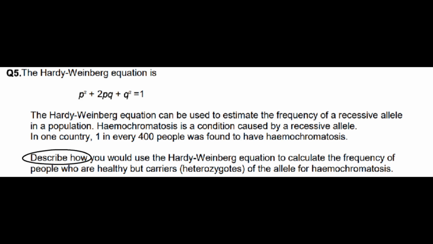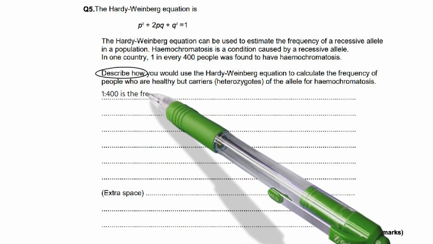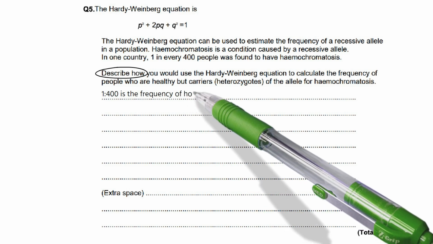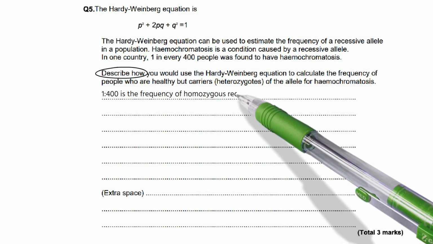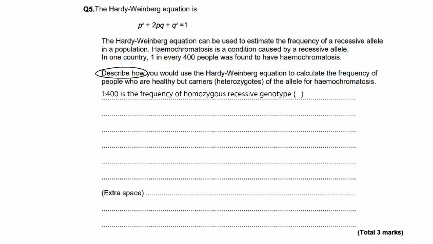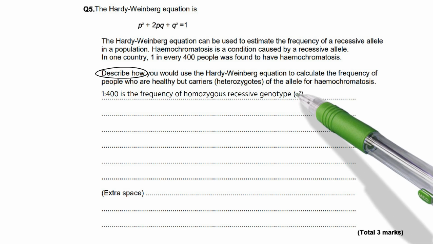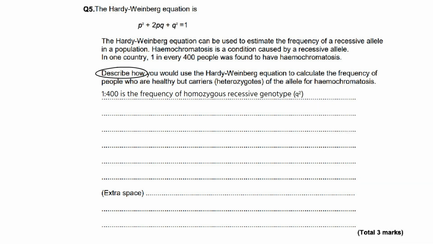What we know is that 1 in every 400 people has hemochromatosis, which means, because it is a recessive allele, that will be our homozygous recessive genotype, which we're calling q squared. So they've given us the number for q squared. The bit not to get caught out with is that you don't really need to use p squared plus 2pq plus q squared equals 1 for this particular question. Because it's asking for allele frequency, we just need to get the allele.